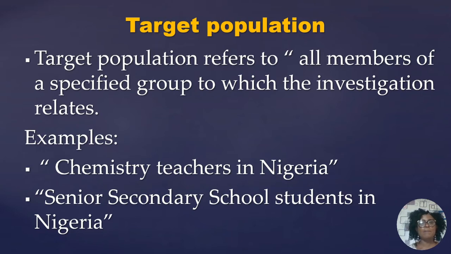But a person who is trying to embark on this research may not be able or wish to cover all universities. So they have to look for the accessible. An example of target population is chemistry teachers in Nigeria. If we want to carry out a research that covers chemistry teachers in Nigeria, then chemistry teachers in Nigeria becomes the target population. If we want to study students, and the students are senior secondary school students, and it covers the whole of Nigeria, it also becomes a target population.